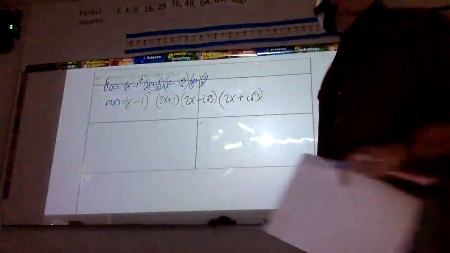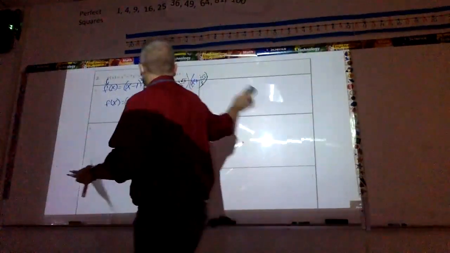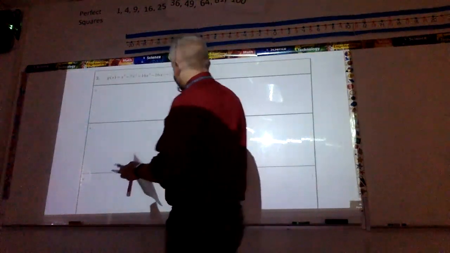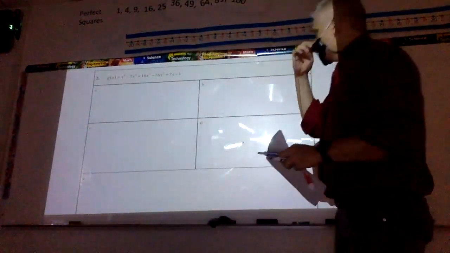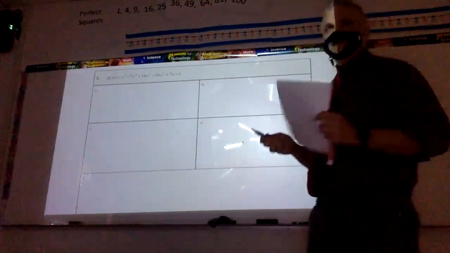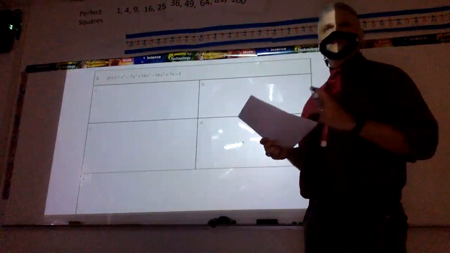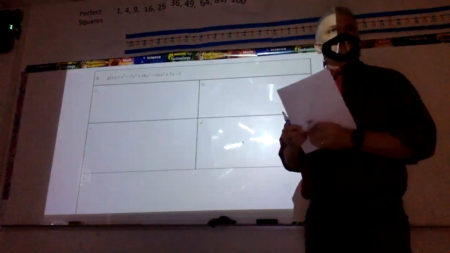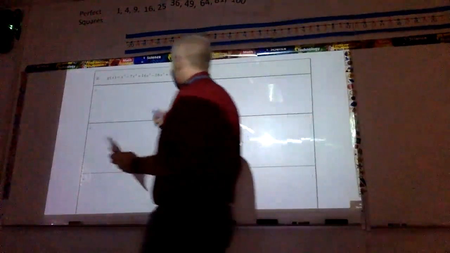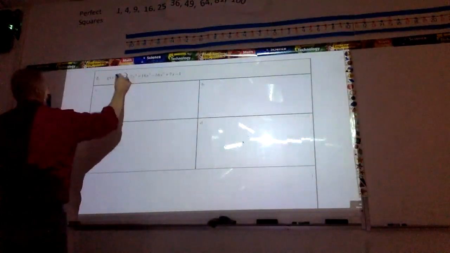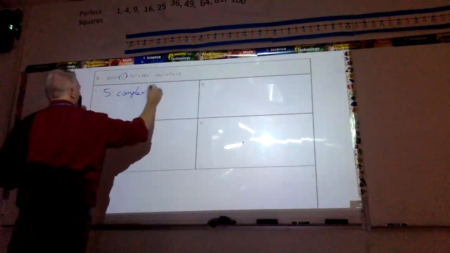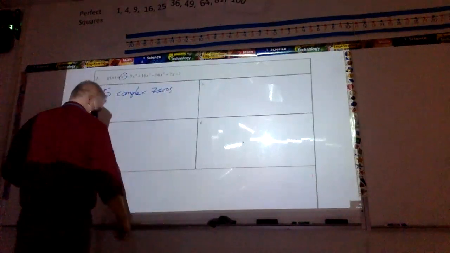Let's look at question 2. g of x equals x to the 5th minus 7x to the 4th plus 16x cubed minus 16x squared plus 7x minus 1. Let's go with Sawyer. How many complex zeros do we have? 5 again, because it's a 5th degree polynomial. 5 complex zeros. Awesome.